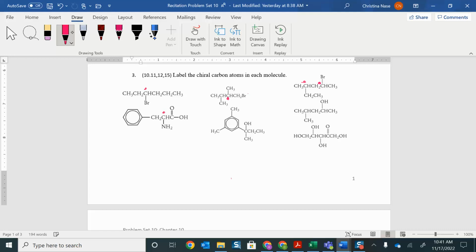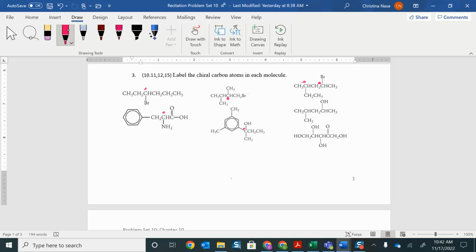This one right here. Over here, none of the carbons in the benzene or this methyl group or that methyl group. This one's not, this one's not, this one's not. So really, this is the only possibility. And that carbon has an ethyl group, a methyl group, hydroxyl, and all this other stuff. So yes, that will be the chiral carbon there.